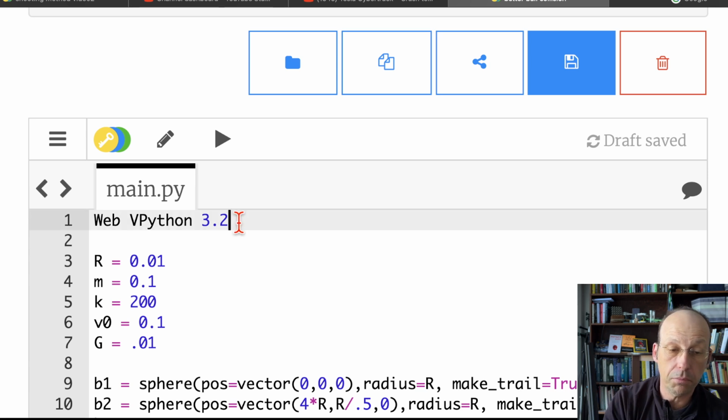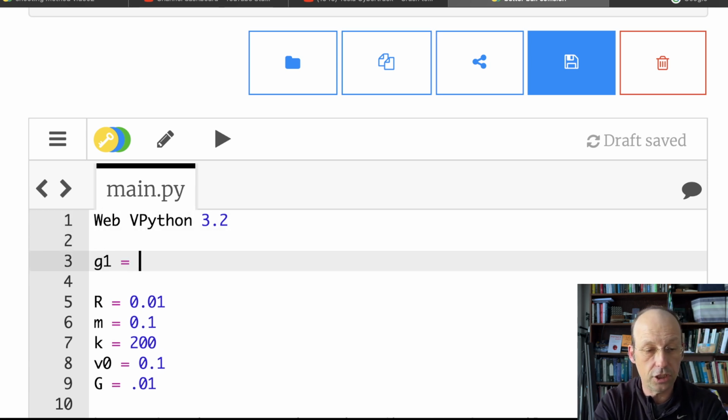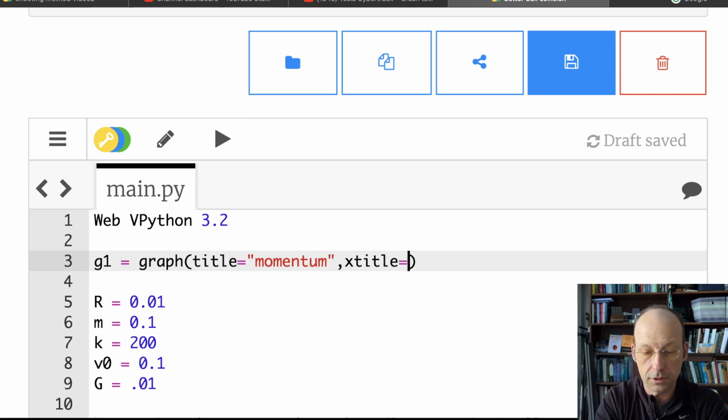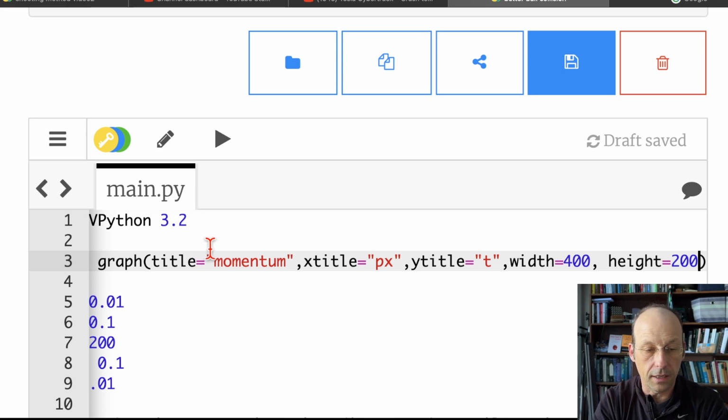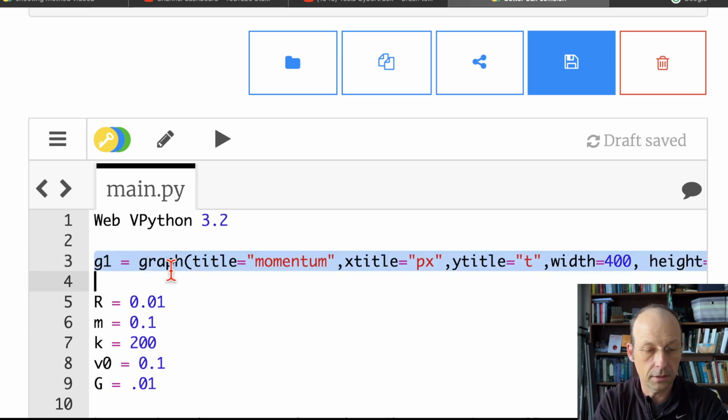Okay, let's go ahead and do our conservation of momentum and conservation of angular momentum plots. So to make a graph, I'm going to say G1. I'll call it G1 graph. I should give it a title. Title equals momentum. X title equals px. I won't put the units on there. Y title equals time, and then width equals 400, height equals 200. And then I'm going to copy that whole thing.